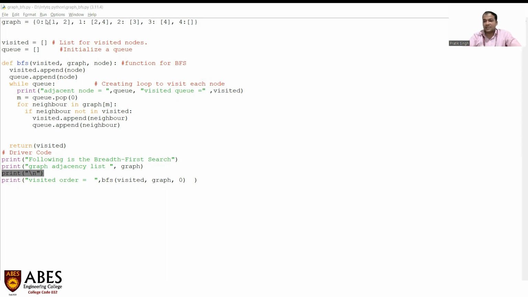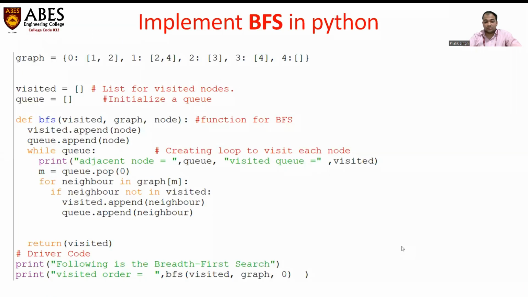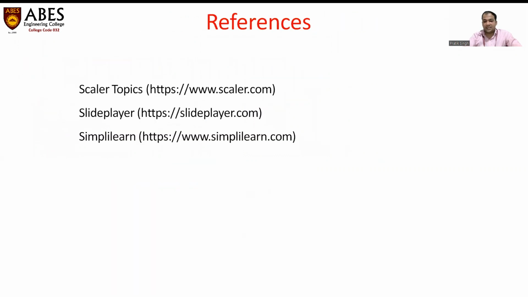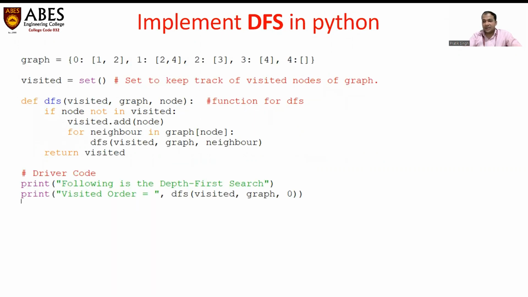Now let's move on to our next topic, that is DFS. For DFS, depth first search, we also consider the same graph. This is the given algorithm that is implemented in Python. To create the adjacency list, we again consider a dictionary.